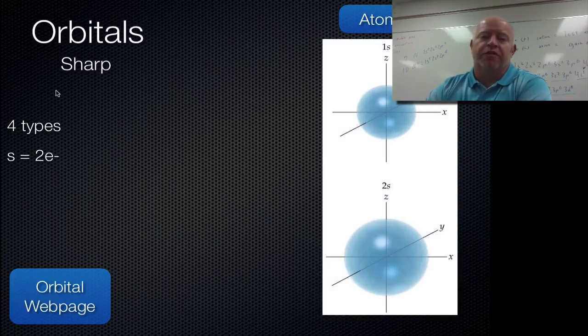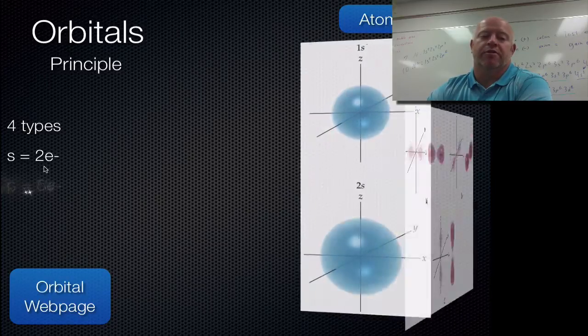So the first type and the simplest type is called a sharp orbital, which we just designate with an S. The S orbital is spherical in shape, and if you have an S-shaped orbital on the first energy level, it's a certain diameter. On the second energy level, the S-shaped orbital would just be a bigger sphere. So they just get bigger as you go. Because the S-shaped orbital only has one orientation to it, it can only hold 2 electrons.